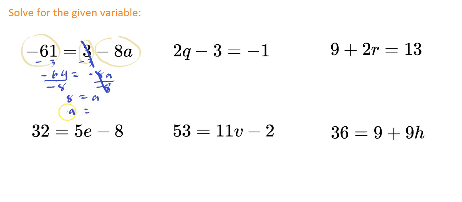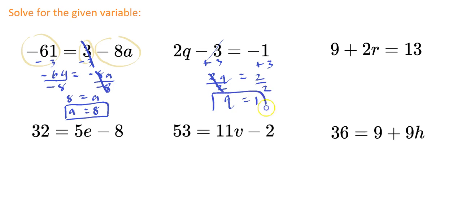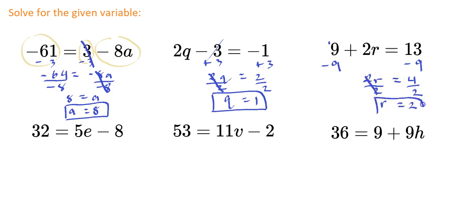And just make sure that the variable is on the left and its value is on the right, and box your answer. Okay, this one over here, plus 3. We're left with 2q equals 2. Divide by 2. Divide by 2. We're left with q. 2 divided by 2 is 1. This one over here, we minus 9 from both sides. We're left with 2r on that side, and we're left with 4 on that side. So divide by 2, and we have r equals 2.